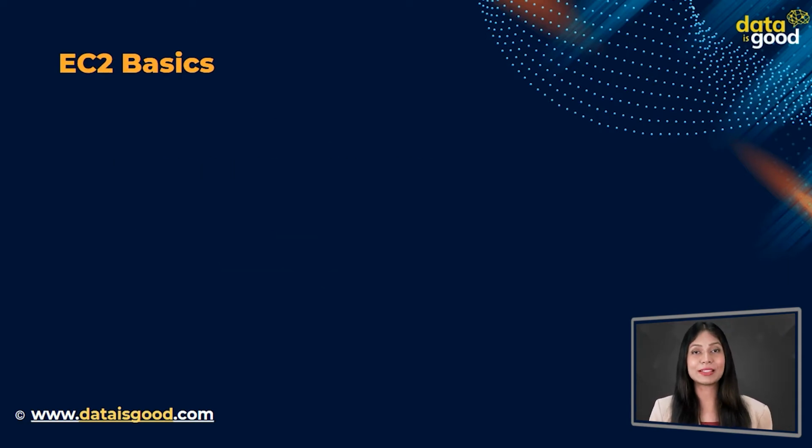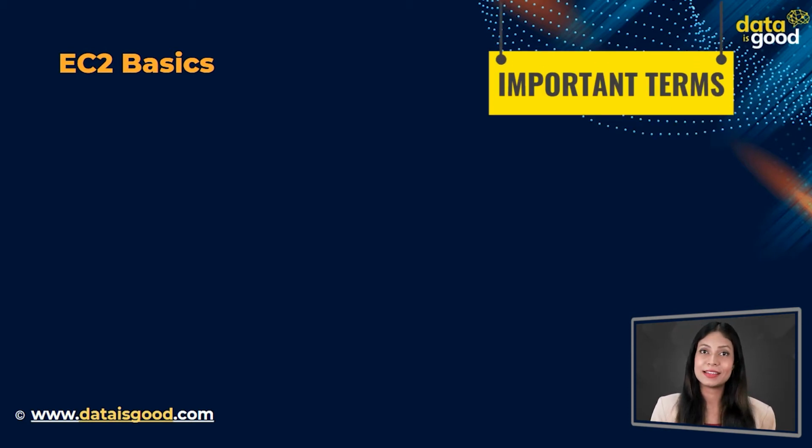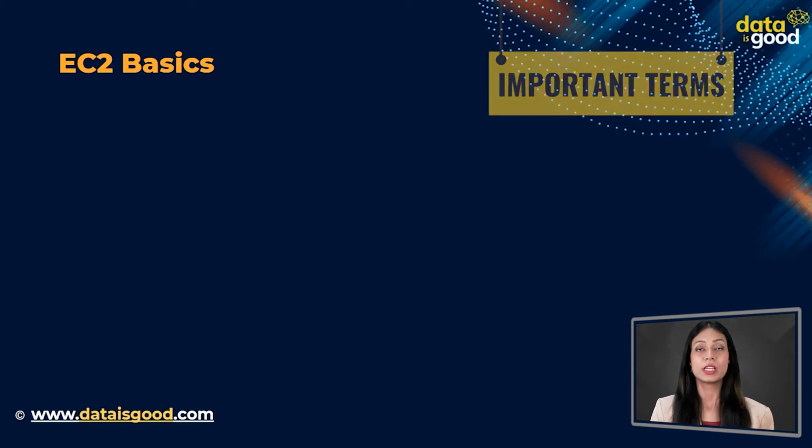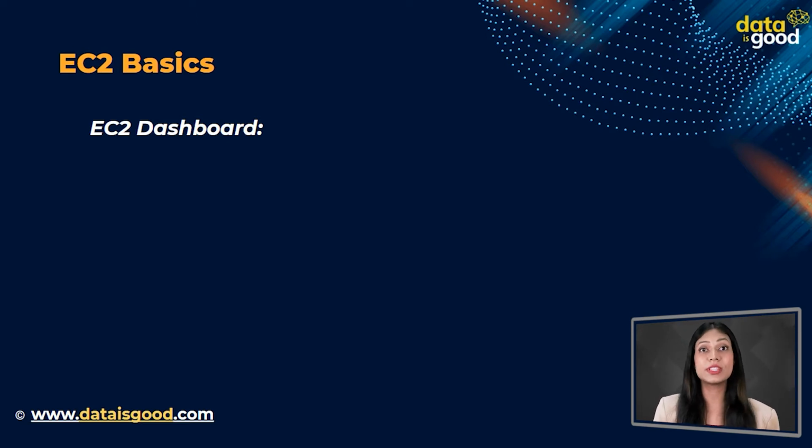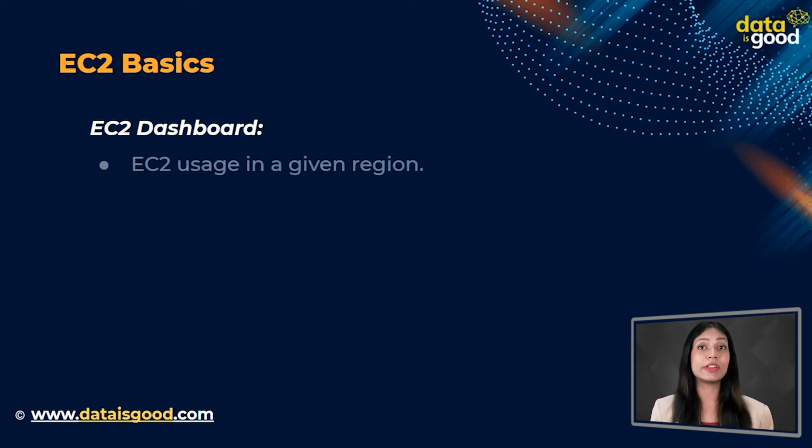Amazon EC2 Basics. Now we will be talking about basic terms of the EC2 section, which will help us in understanding this section better. Important terms. The first EC2 term that we will be talking about is the EC2 Dashboard. The EC2 Dashboard gives the users an overview of their EC2 usage in a given region.